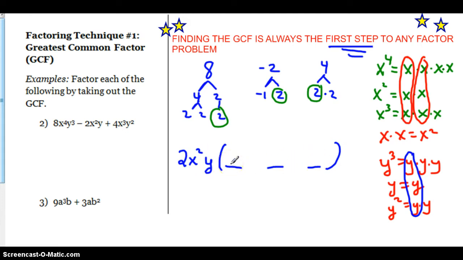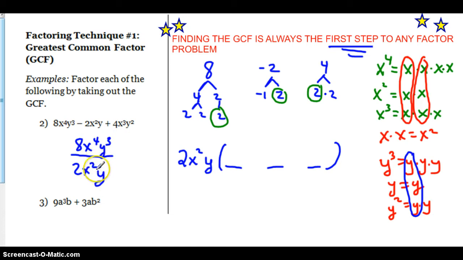Now there's two ways to think about it. You can think about what times 2x squared y would be equal to 8x to the 4th y cubed, and fill in the blank. Or we can divide 8x to the fourth y cubed divided by 2x squared y. So either way, whichever method you like the best. I'll show both because some students like one over the other.